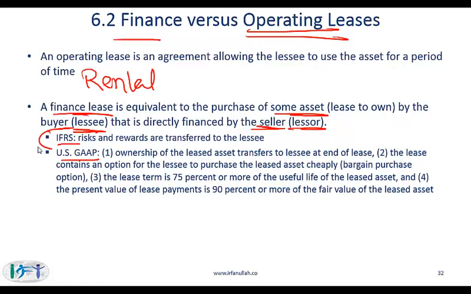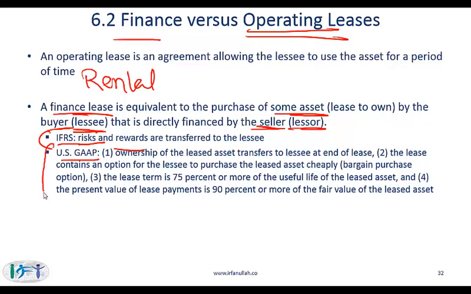IFRS makes a high-level principled statement which says that if the transfer of asset is such that the risk and rewards are also transferred to the lessee, then the lease should be classified as a finance lease. If not, then it can be classified as an operating lease.